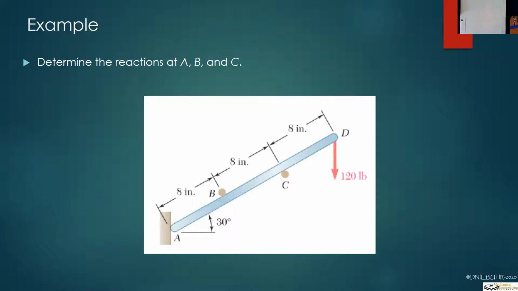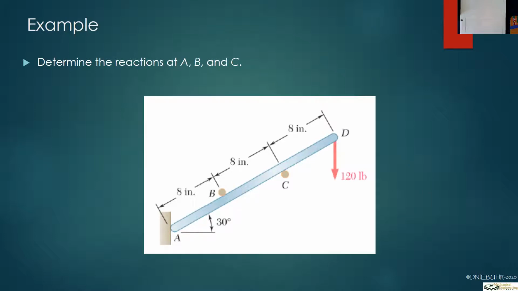Now in this one we have a rod that's floating. It's not really connected, but it's resting. B and C are supporting it, and then it's touching at A, and there's a 120 pound force at it. So the question then is, how do you find the reactions at A, B, and C?